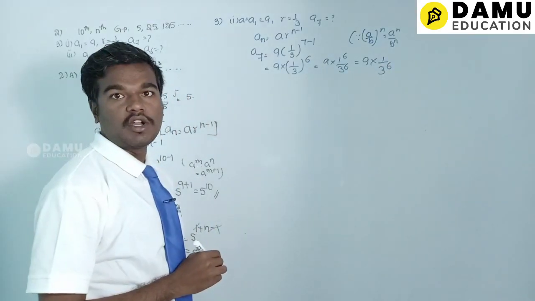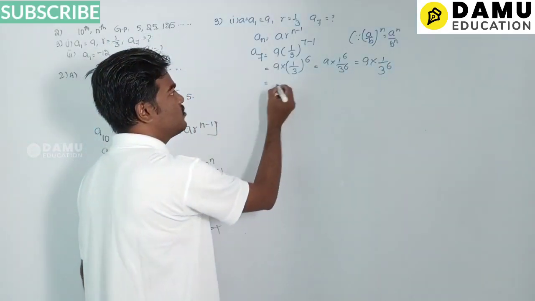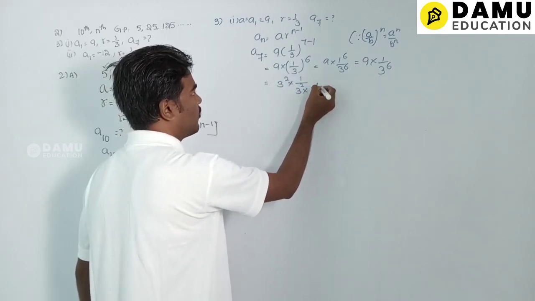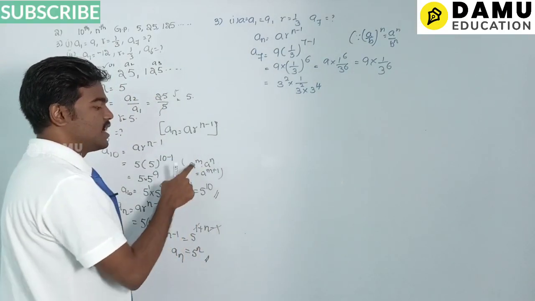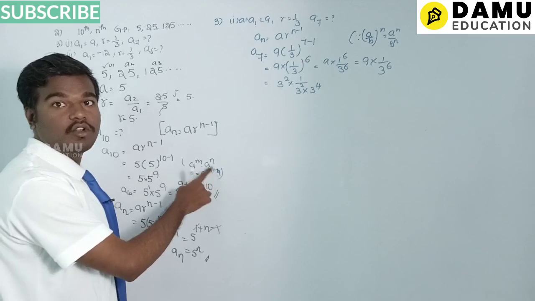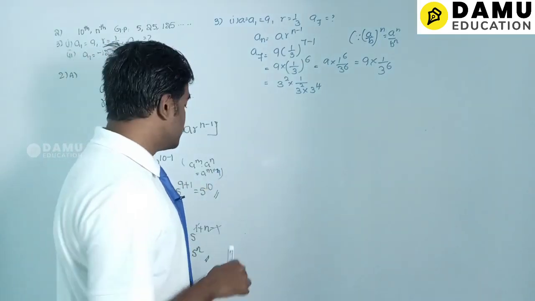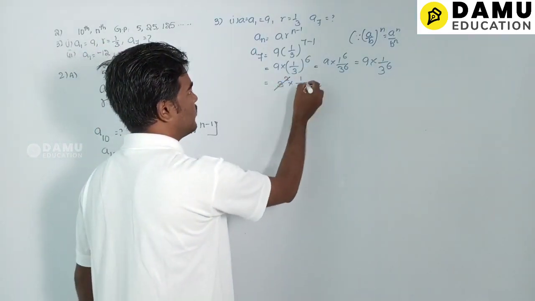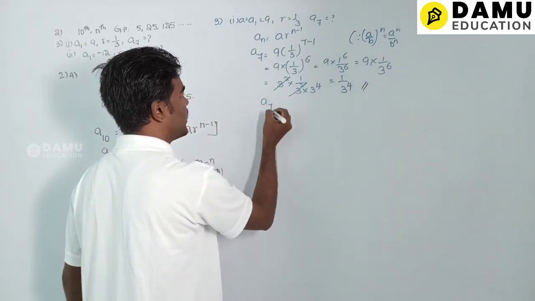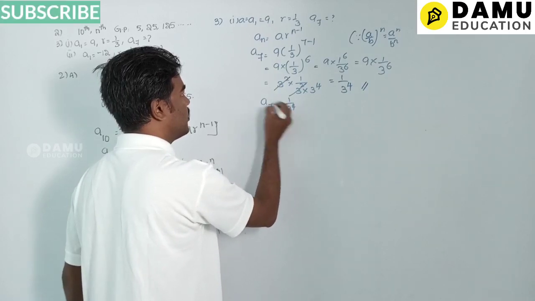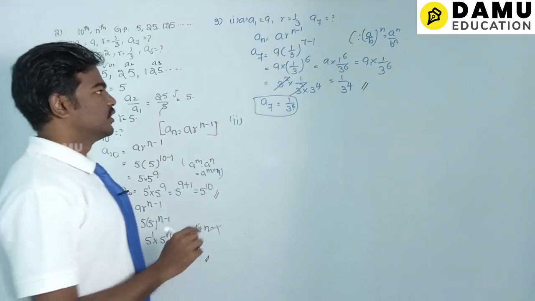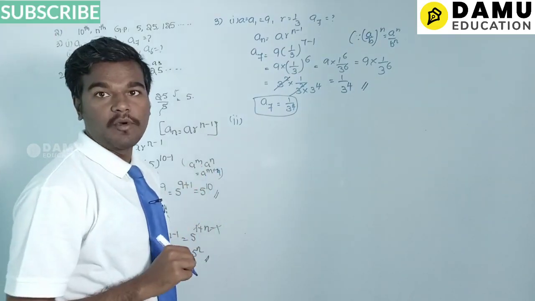Can you write it like this? Yes, we can write it. So 9 you can write as 3 square into 1 by 3 square into 3 power 4. As per A power m into A power n, it is A power m plus n, sorry, m plus n. So here 3 square will cancel, then 1 by 3 power 4. So what is the seventh term? That is 1 by 3 power 4. This is the value. So for the first one, we got 1 by 3 power 4.